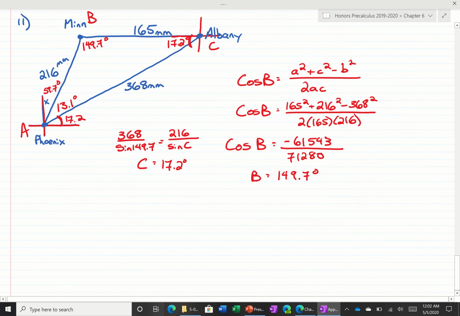All right, so let's see what we want here. For part A, it's asking for the bearing of Minneapolis from Phoenix. So from Phoenix to Minneapolis, the bearing would be, we're going north first, and then we're going 59.7 degrees east.